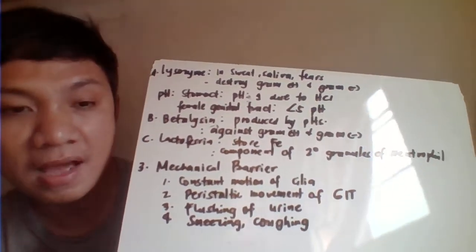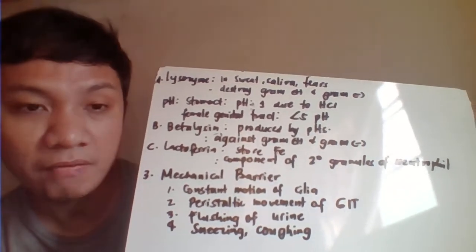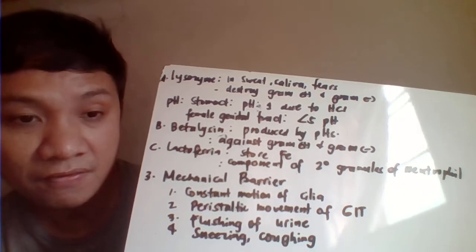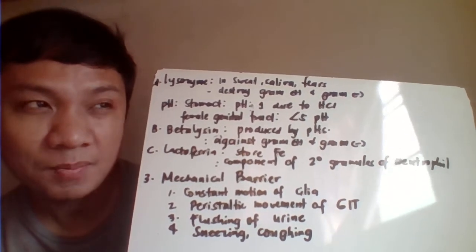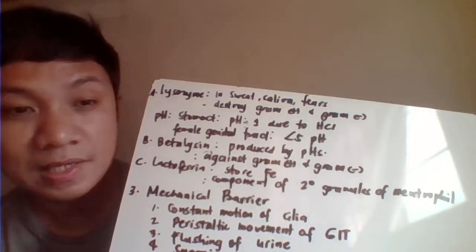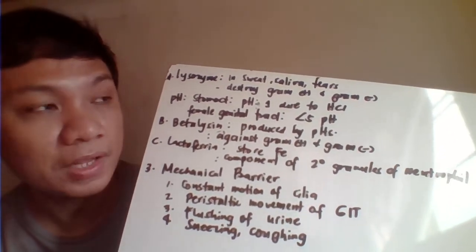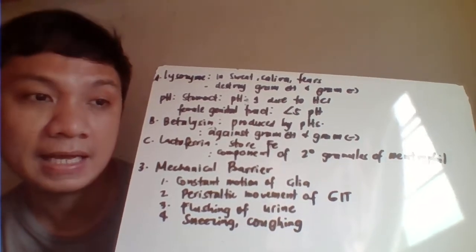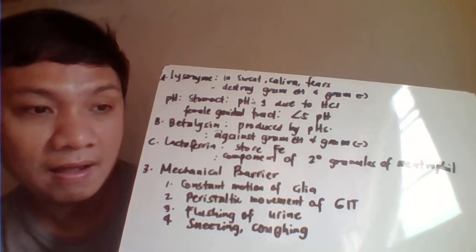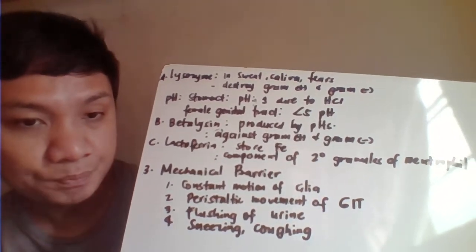And of course, the female genital tract or vaginal tract would have a pH of less than 5. You need to maintain that, primarily maintained by your lactobacillus, diba? If the pH were more than 5, it would trigger colonization of bacteria, like in the case of Gardnerella vaginalis, and can result in bacterial vaginosis.